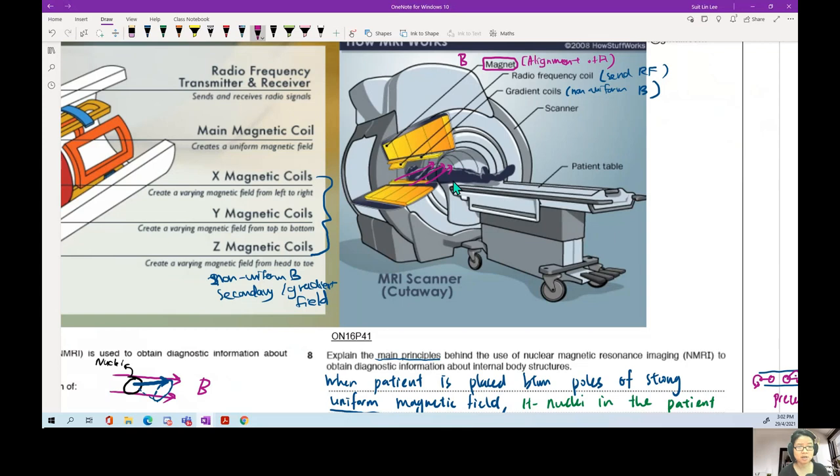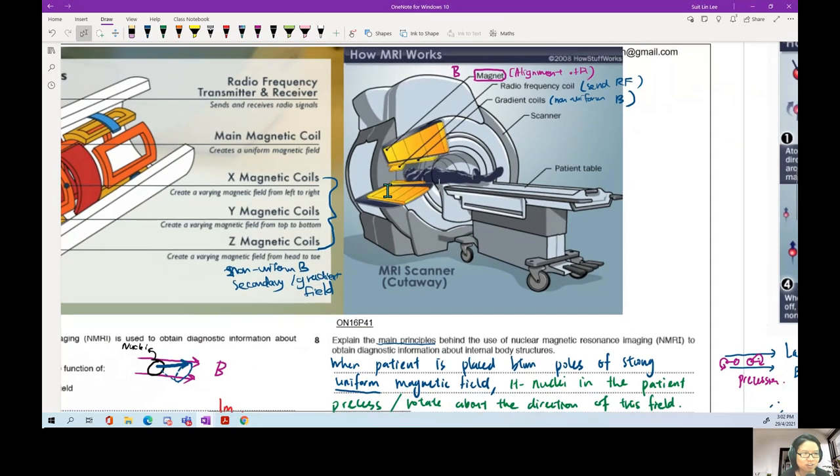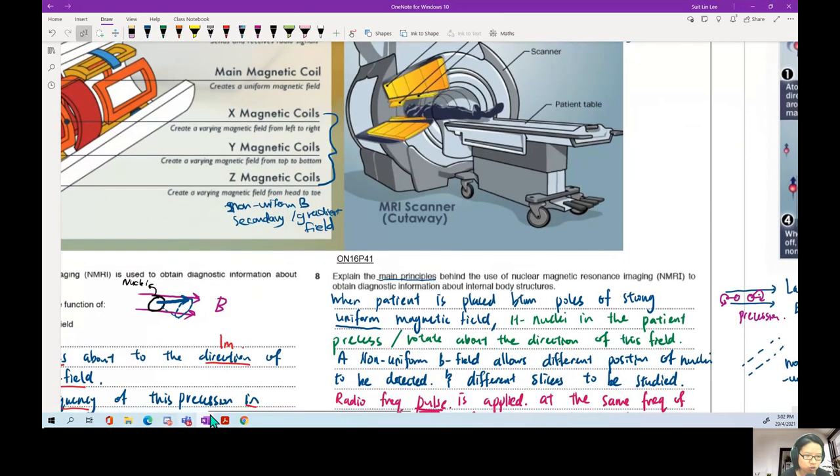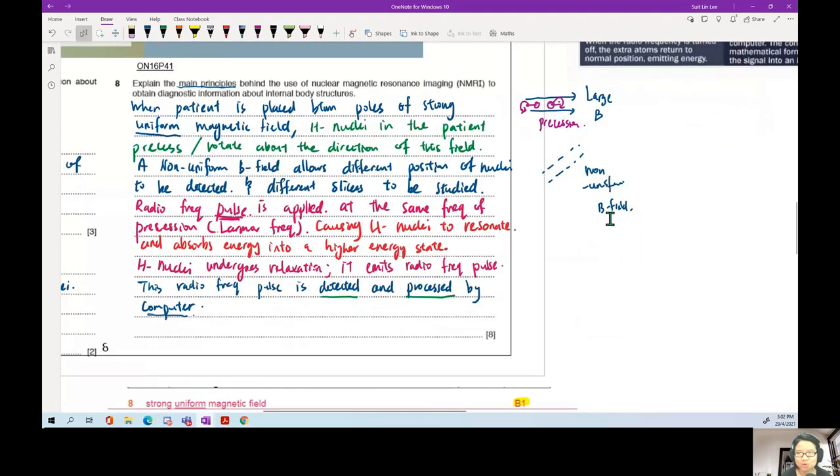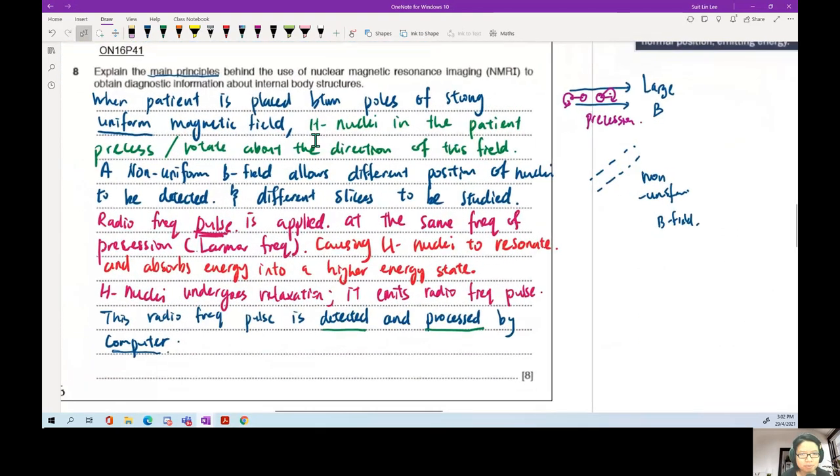I need to know where to scan. The Y-axis would be, do I want to scan vertically? And the Z-axis would be how deep the scan is. So all of this, from top to bottom, left to right, head to toe, allows us to detect, because we only want to scan a specific part of the body, not the whole body. It will take forever for the computer to process. The GPU will burn, okay? Graphics processing unit. So we put a non-uniform magnetic field to allow different positions of the nuclei to be detected and different slices to be studied.